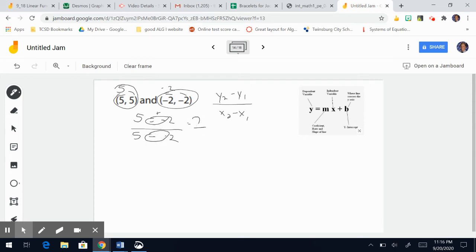Again, I get my double negative here. So I'm going to change that to adding. 5 plus 2 is 7. So hey, my slope simplifies to 1.